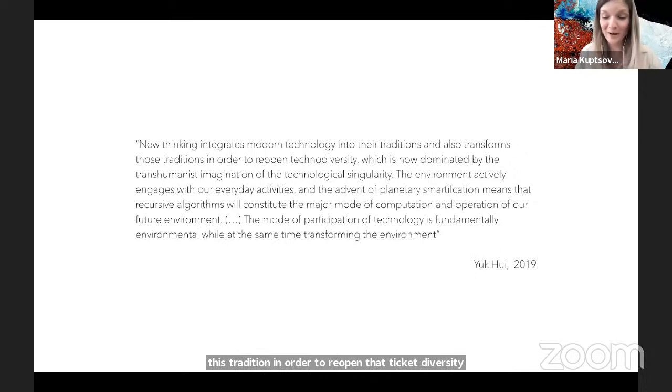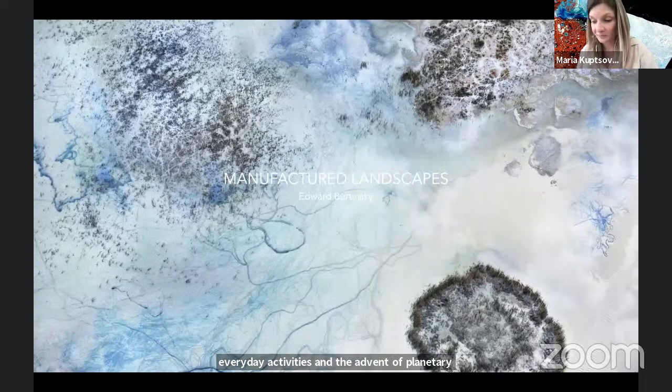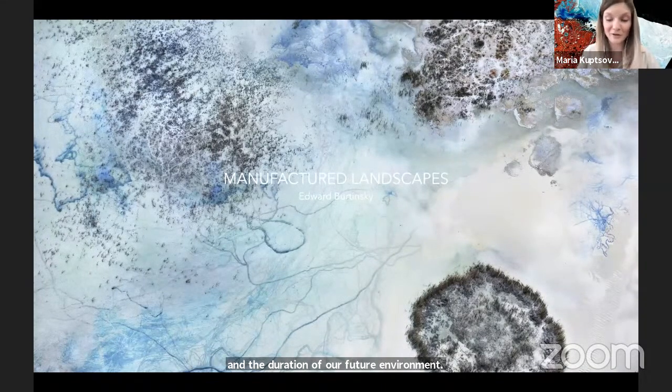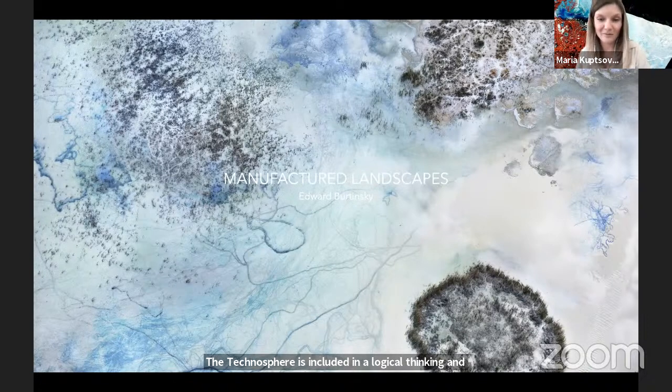The environment actively engages with everyday activities, and the advent of planetary smartification means that recursive algorithms will constitute the major mode of computation and operation of our future environment. The technosphere is included in ecological thinking, and ecology is understood as a natural-technical continuum. And here I give a reference to Edward Burtynsky and his observation of the landscape disturbed by human activity.